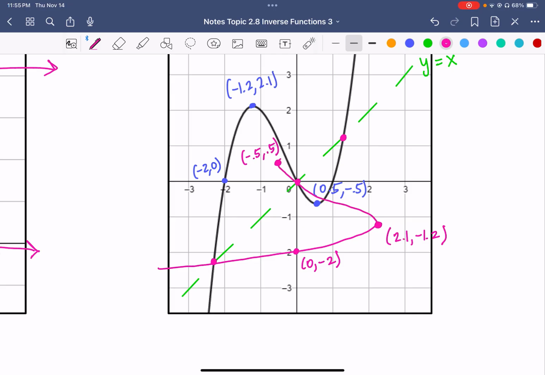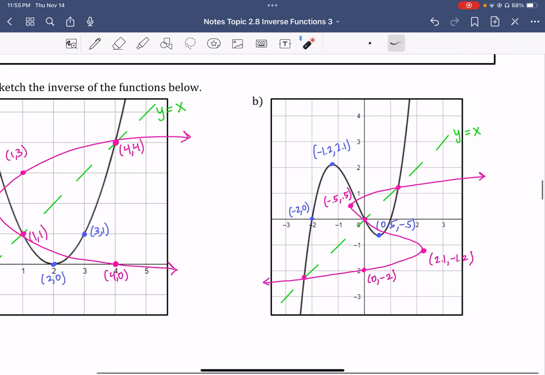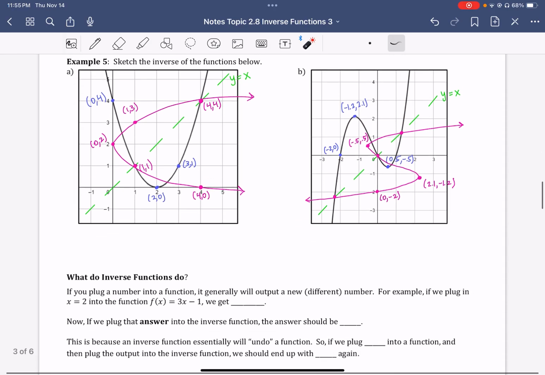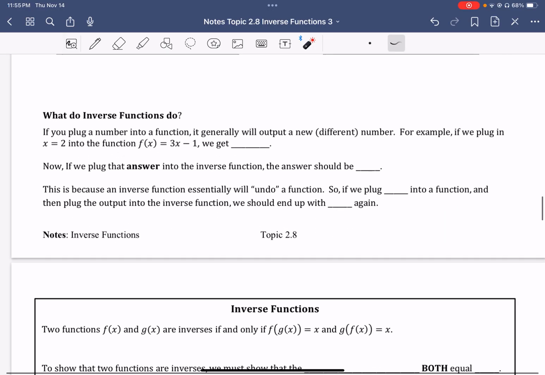And then back out the other way like this. Okay, so we went from going up to instead going sideways. So it looks more like the letter S. The inverse looks like the letter S. Okay, so what do inverse functions do?